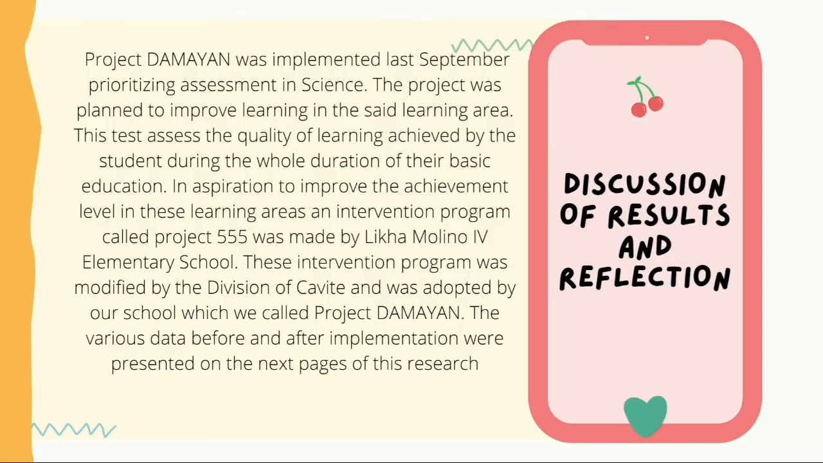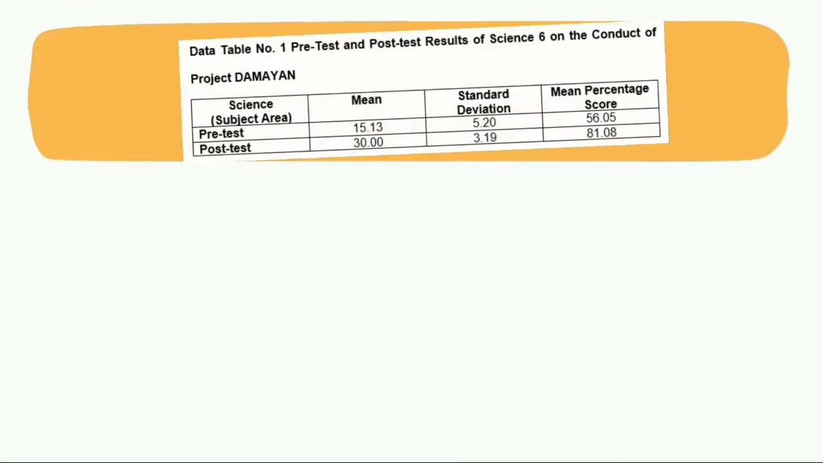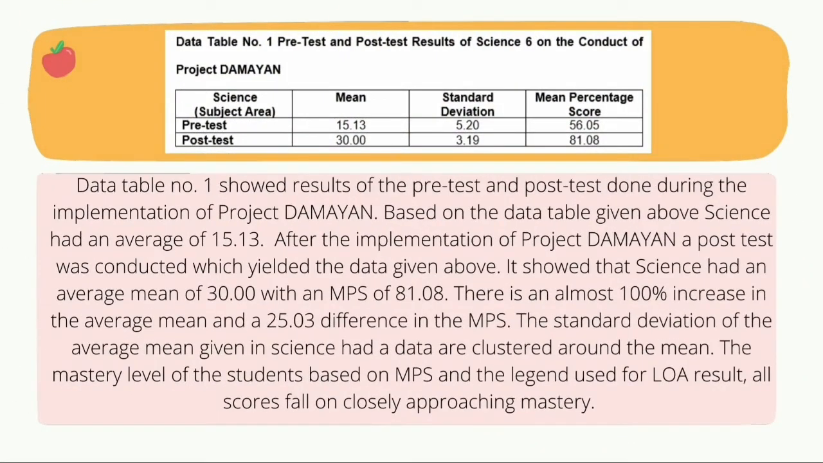Project DAMAYAN was implemented last September, prioritizing assessment in science. Various data before and after implementation were presented on the next pages of this research. Data table number 1 showed results of the pretest and posttest done during the implementation of Project DAMAYAN.